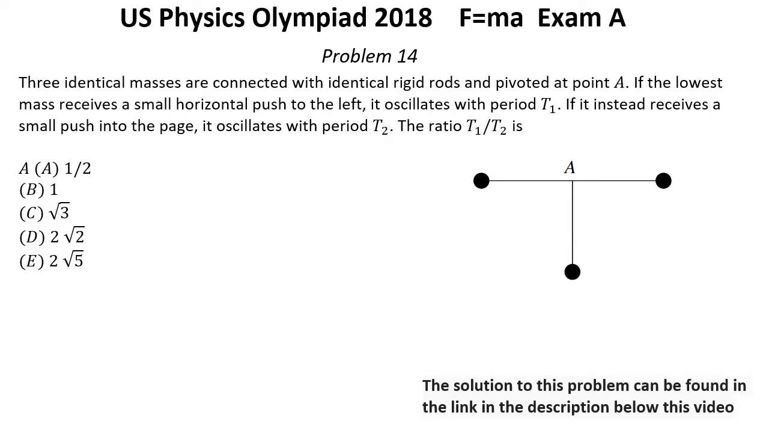Problem number 14. Three identical masses are connected with identical rigid rods and pivoted at point A. If the lowest mass receives a small horizontal push to the left, it oscillates with period T1. If it instead receives a small push into the page, it oscillates with period T2. The ratio T1 over T2 is next one.